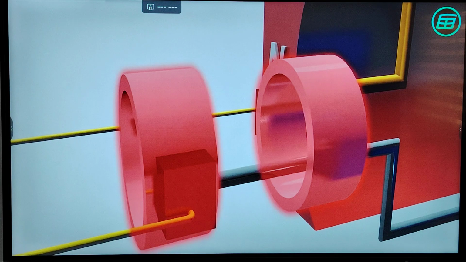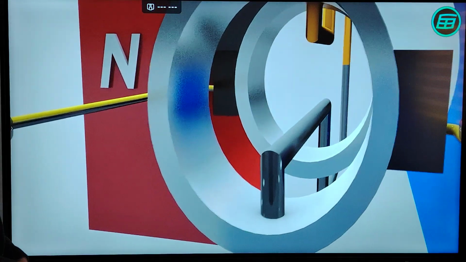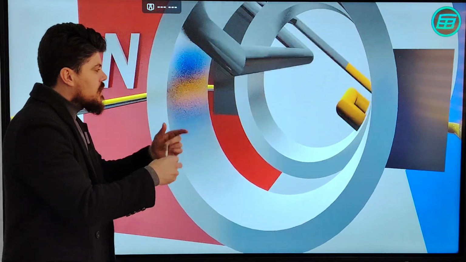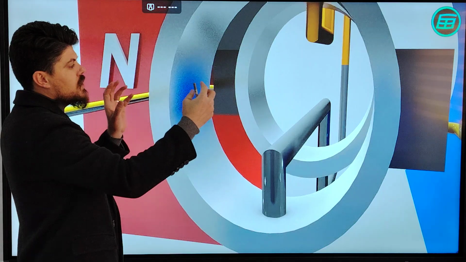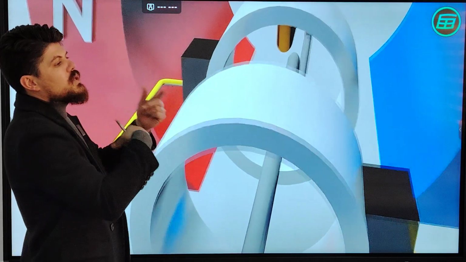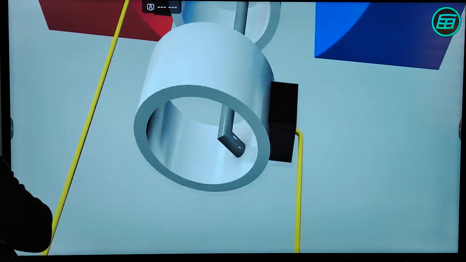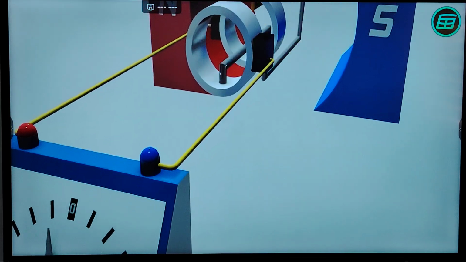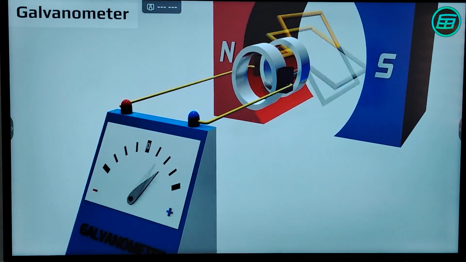These parts are called slip rings. They are also made of metal and are connected to the armature. The two slip rings rotate, but the brushes on the wire don't rotate. Why? Because if the wire rotates, they will entangle and twist together. So they provide an electron flow within the system. In order to determine the magnitude and direction of current, a galvanometer is attached.